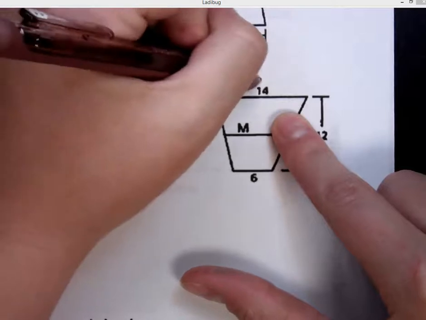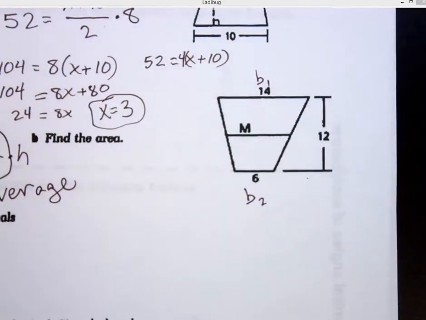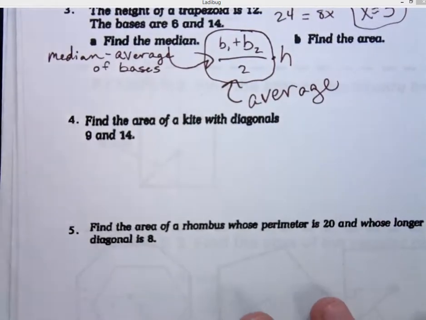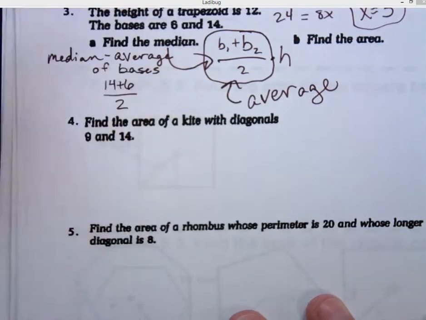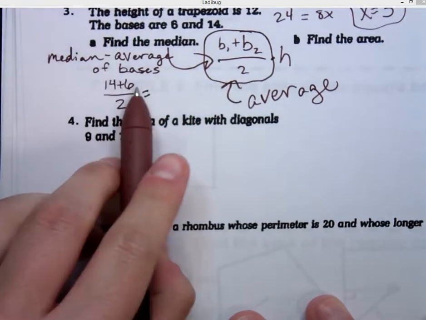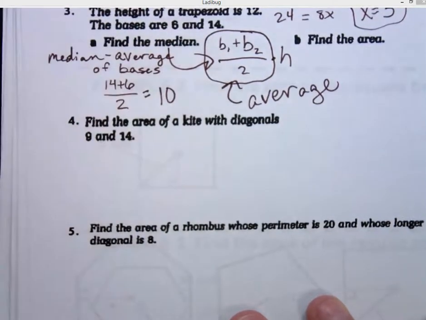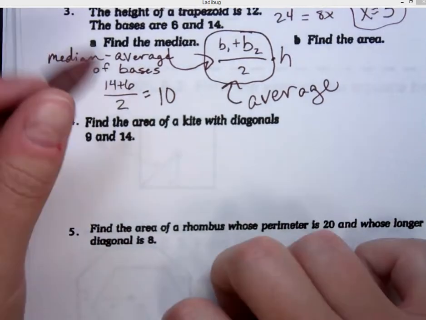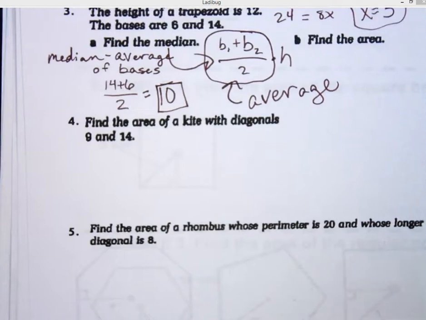So you've got, we can call this base 1, we can call this base 2. We need to add them together, cut them in half. That we can do. So 14 plus 6 divided by 2. You get 20. Cut that in half. 10. Awesome. So now we have our median. This is our median.